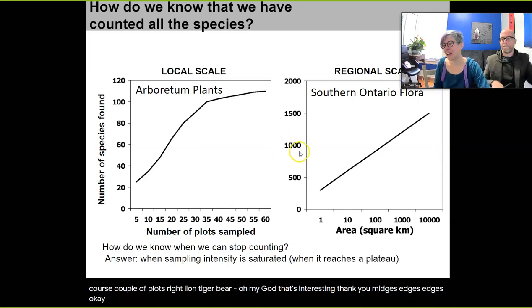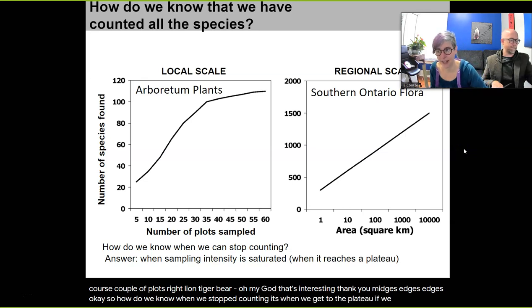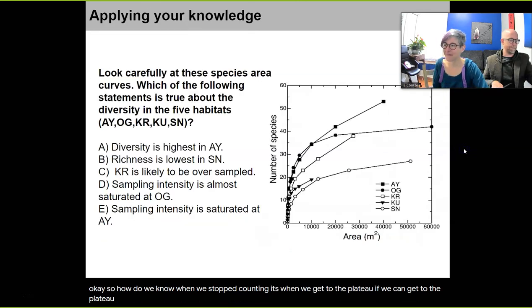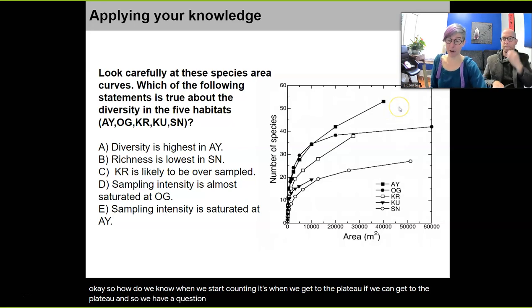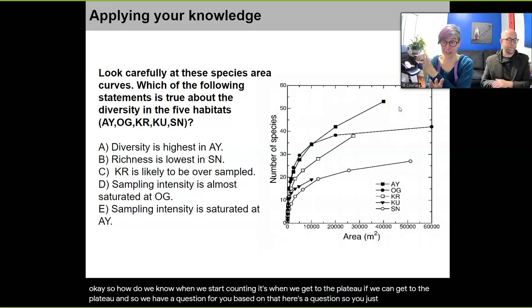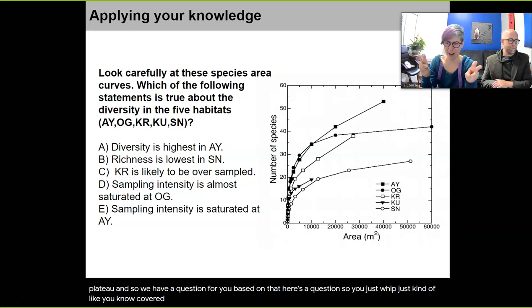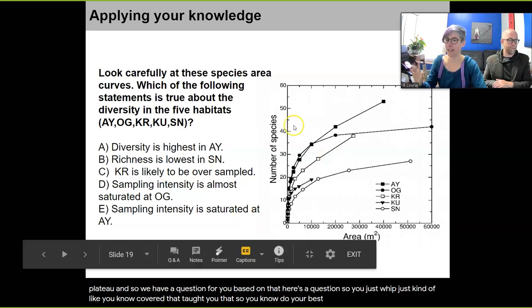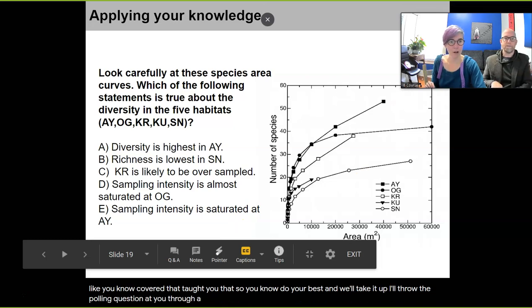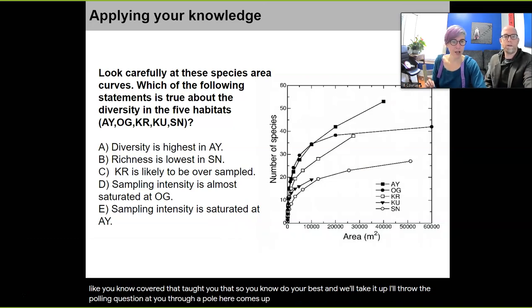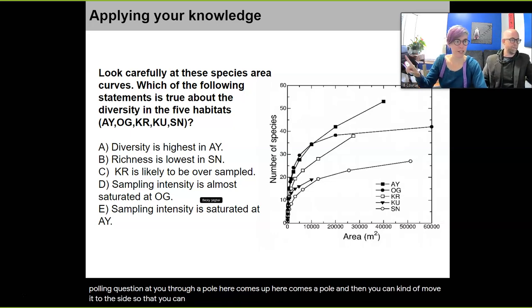Okay, so how do we know when we stop counting? It's when we get to the plateau, if we can get to the plateau. And so we have a question for you based on that. We've just covered that and taught you that, so do your best and we'll take it up. I'll throw the polling question at you through a poll. Here comes a poll. You can move it to the side so that you can still see the graph. And go ahead.